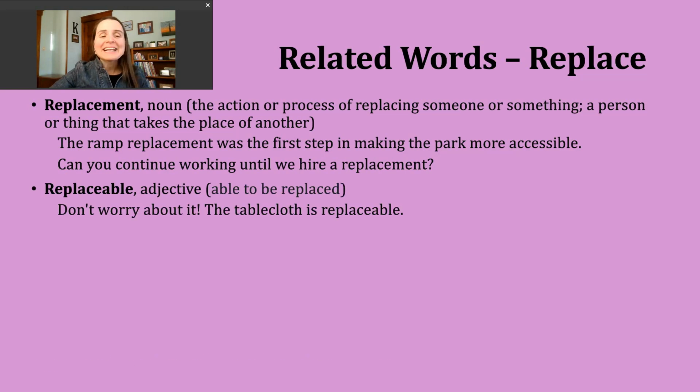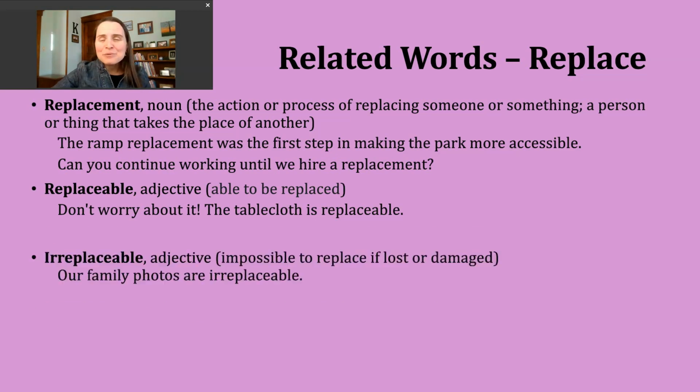Another related word you might encounter is the adjective replaceable. And that suffix able should signal to us that this is going to mean able to be, and then we can go back to our root word here. So able to be replaced. An example of this might be, don't worry about it, the tablecloth is replaceable. So here, maybe someone has spilled something, maybe it seems the tablecloth has been ruined. And someone is trying to be very reassuring, very kind with a sentence like this to let them know, right? There's no problem. We can get a new one.